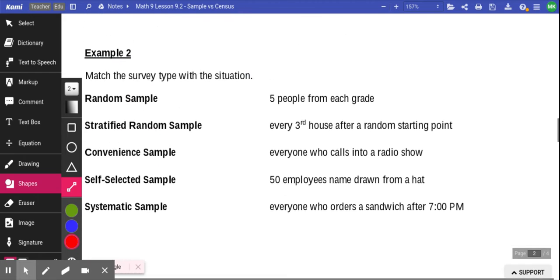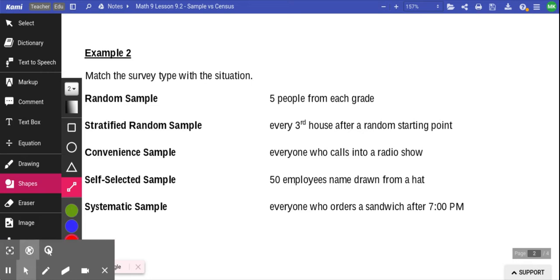Okay, there's 5 different definitions here on the left, all bolded, and then 5 situations on the right. I want you to make an attempt right now, so pause this video and see if you can match up each definition to each situation.